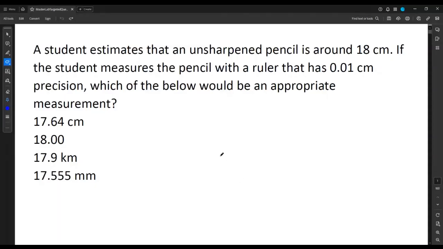All right, let's go ahead and talk through some of the information necessary to complete a selection of potential test questions for test 1 for the lab. For this first question, we have a student who's making a measurement on a pencil, estimated somewhere around 18 centimeters, and the ruler has a certain way that it can measure. We're going to talk about the difference between accuracy and precision a little bit later.